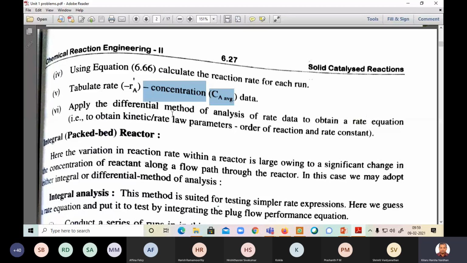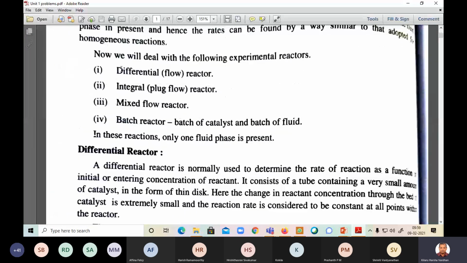Here, since we are going for a differential method of analysis, we name this a differential reactor or differential flow reactor. Anyhow, these two are plug flow only. Since we use the differential method of analysis, we call it a differential reactor. The other one is the integral flow reactor, where we use the integral method of analysis. In the differential flow method of analysis, we assume some rate, Ra is k Ca power n, then that k and n are taken from the values of that graph.